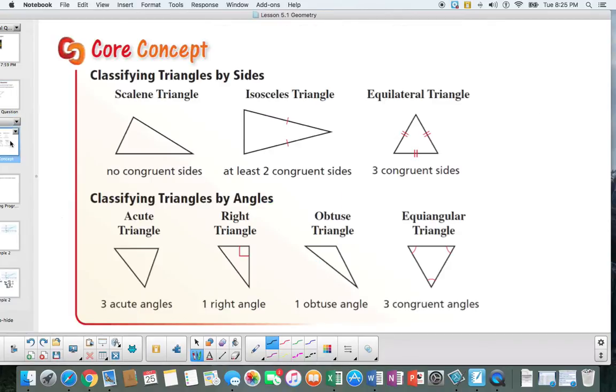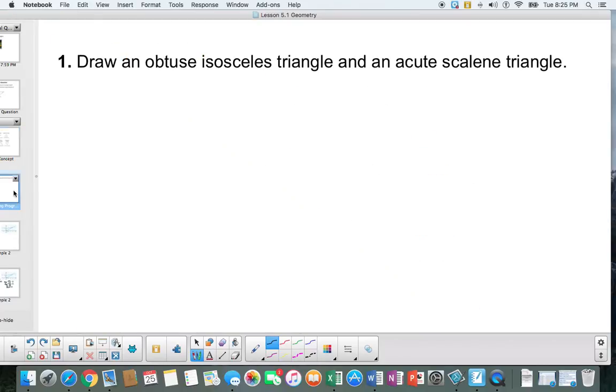All right, let's take a look at some vocabulary on classifying triangles by sides and classifying triangles by angles. You may have already seen these. In your notes, take a few minutes to write down the words, and if you need to draw a picture for yourself, do so. If you don't, just go ahead and list the different triangle names.